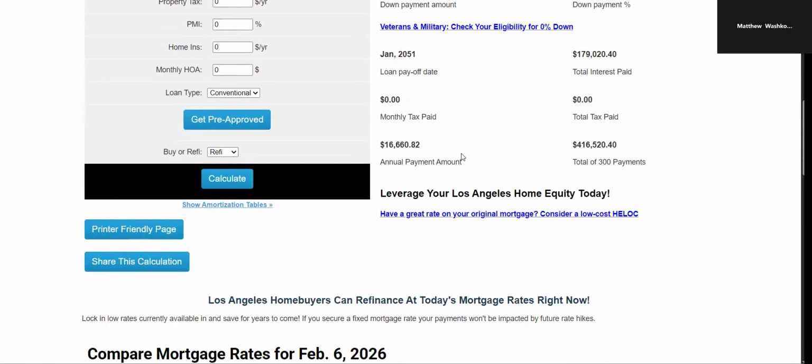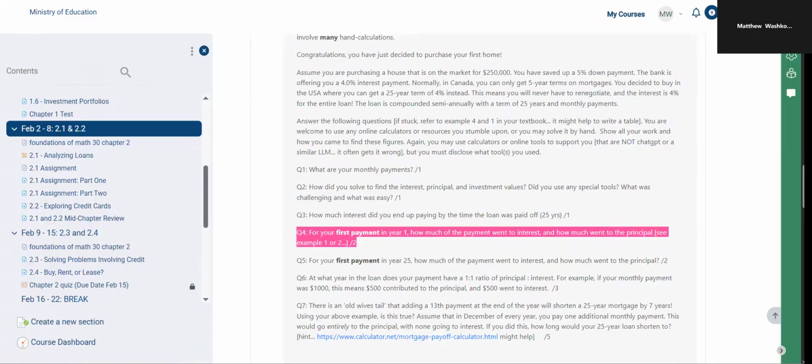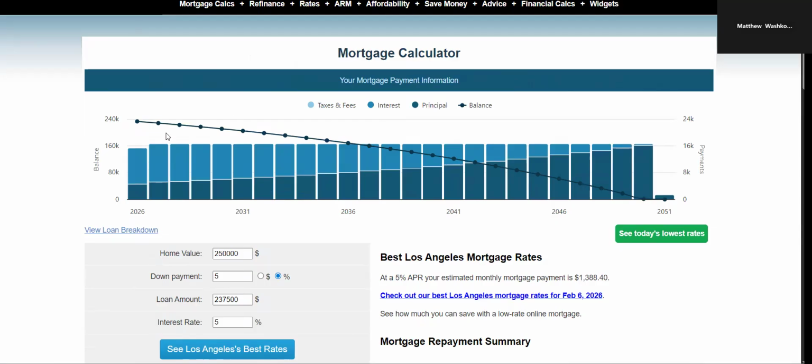So if you want, so what the question asks? The question asks, for year one. So this would be your first payment for year one. Realistically speaking, this would be your last payment for year 25, to show the difference. As you can see, the interest was $5 at the last payment, whereas the first payment was two-thirds of that. You'd have to figure out the ratio there.